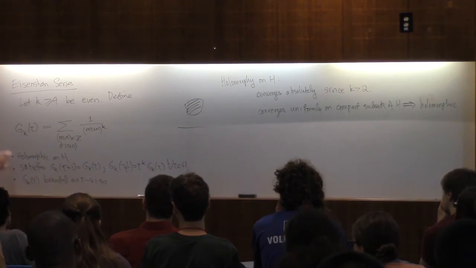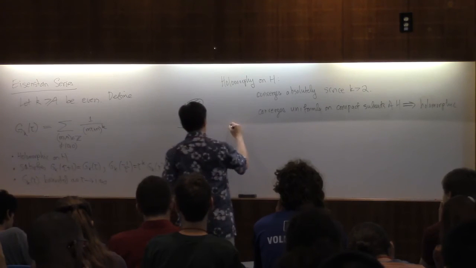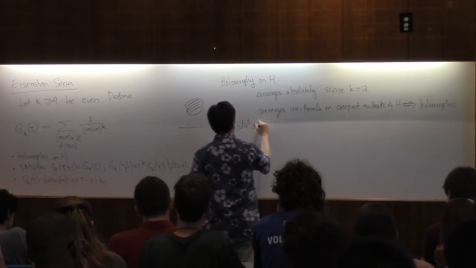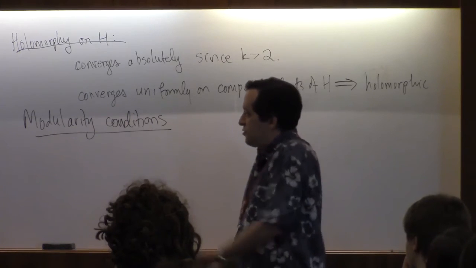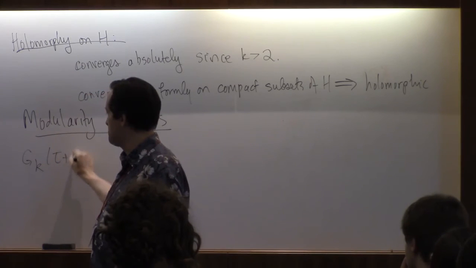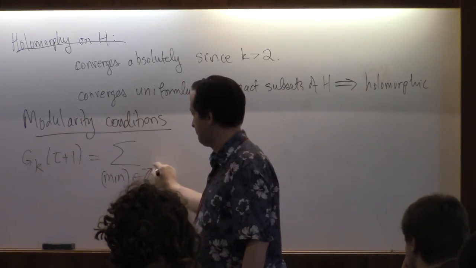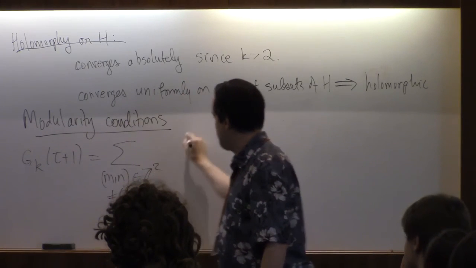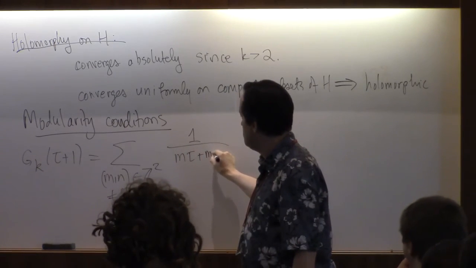on compact subsets. So that's all I'm going to say about this: there are theorems that guarantee that this series is itself analytic. What about the modularity conditions? So we're going to use the fact that the terms in the series can be rearranged. So if we replace tau with tau plus 1, what happens? We get 1 over, let's see, m tau plus m plus n.